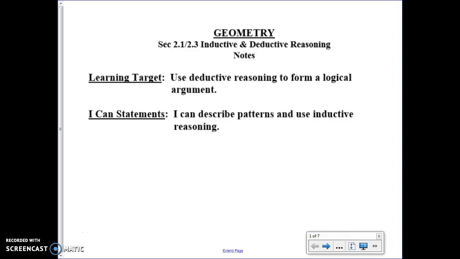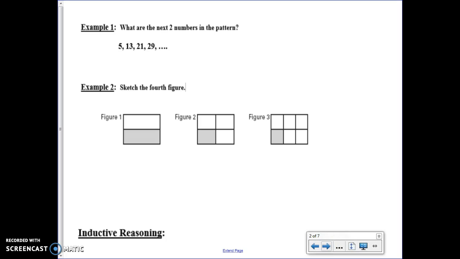Hey guys, today we're going to talk about some different kinds of reasoning. Again, this is going to feel a little more vocab, English class-like as we get into some of these new terms. The first thing I want you to do though is pause the video for a second and try to figure out the answers to example 1 and 2. What are the next two numbers in the pattern? And then sketch the fourth figure. As always, use a straight edge on that figure.